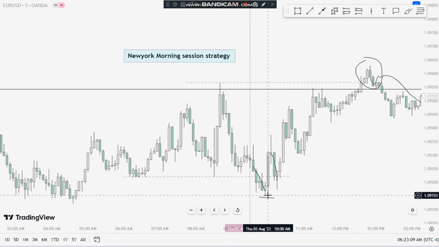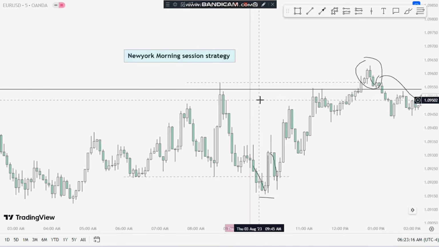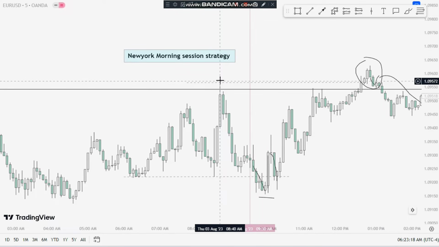The stop loss is below the swing low. Okay, entry is at the order block, and you can target 15 pips, 20 pips. That depends on you. You can either target these highs.